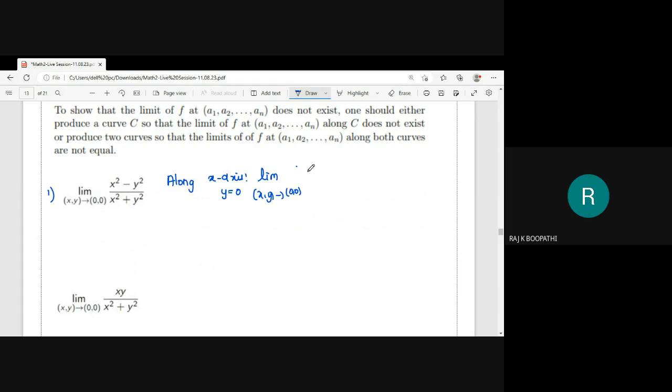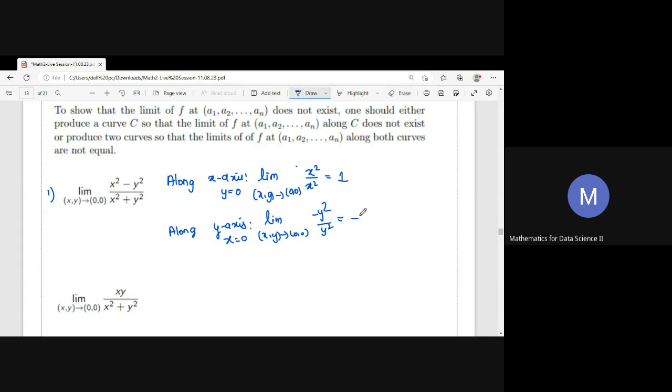X squared by x squared, that is going to be one. Now along the y-axis, here x is 0. Now what is the value? Minus one. So you see it is minus y squared by y squared, so it is minus 1.